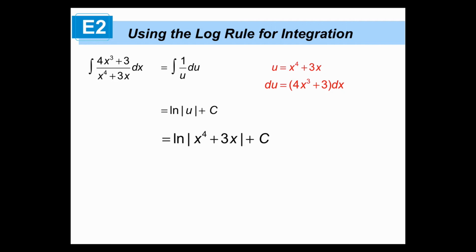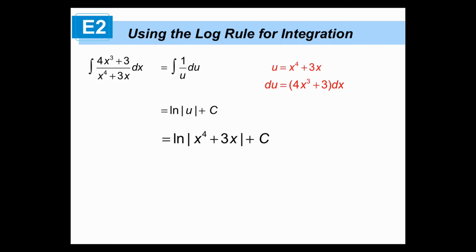Can I just get rid of the absolute value now? No, because I don't know if that's positive or negative, so it's got to stay there. It's not like the last one where we could get rid of it because it was always going to be positive. But this isn't always going to be positive. I could put in some numbers there that would make it negative, and so the absolute value's got to be there.